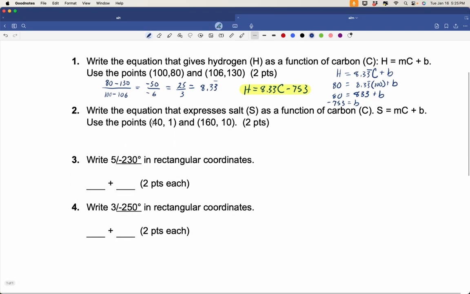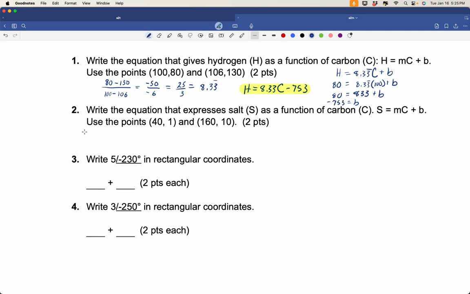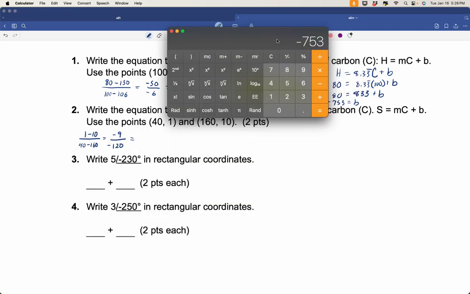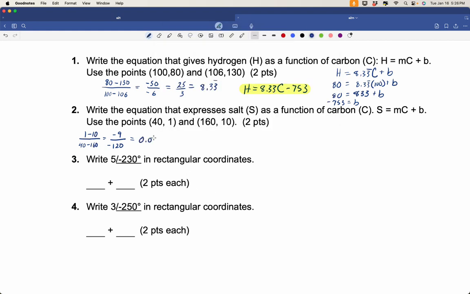We're going to do the exact same thing. We are going to find the slope, which is going to be 1 minus 10 over 40 minus 160. So it's going to be negative 9 over negative 120, which is going to give us a positive value. Let's put that in the calculator. We're going to say 9 divided by 120. That's going to give us 0.075. So 0.075 is our slope.